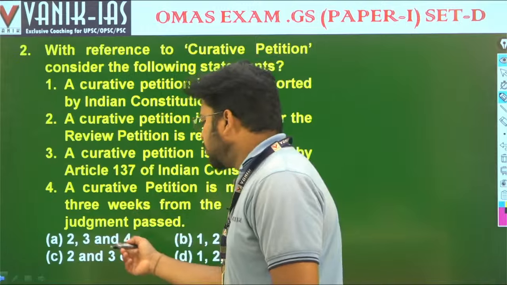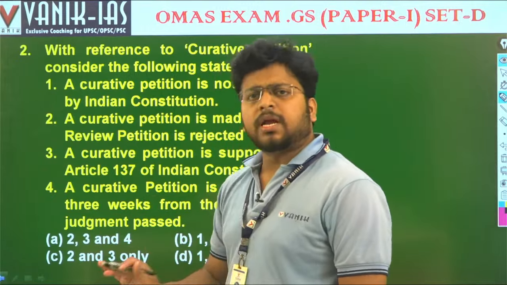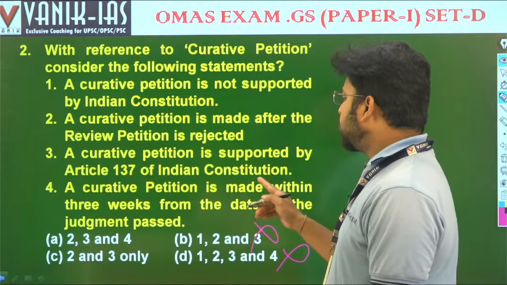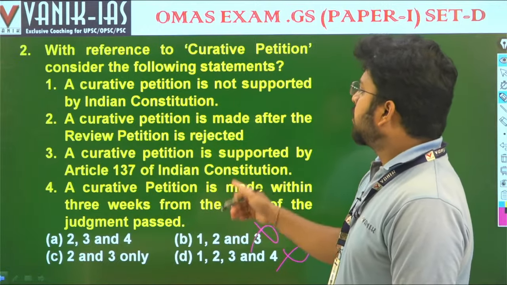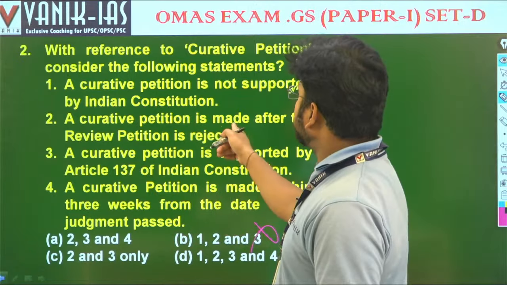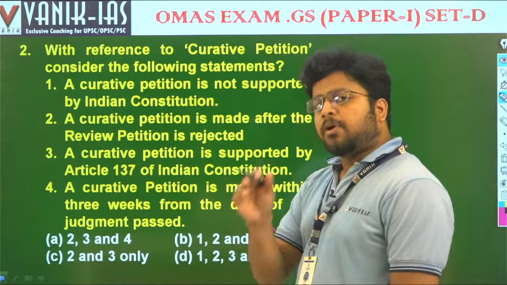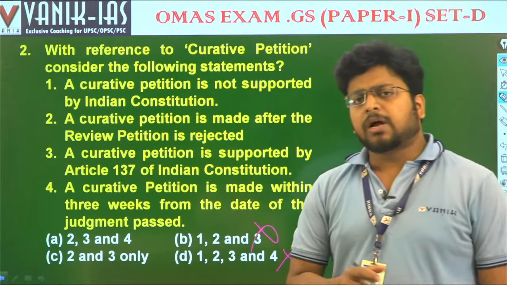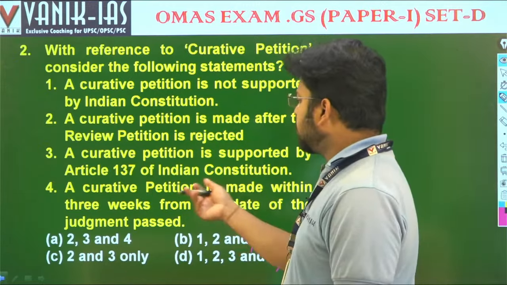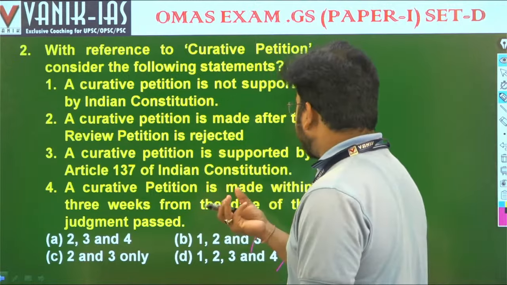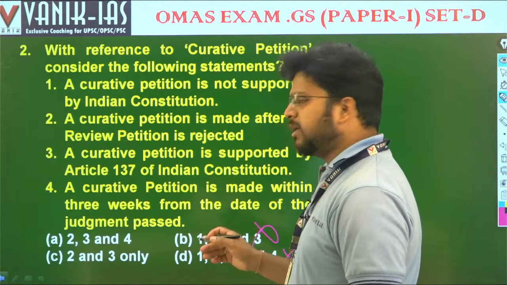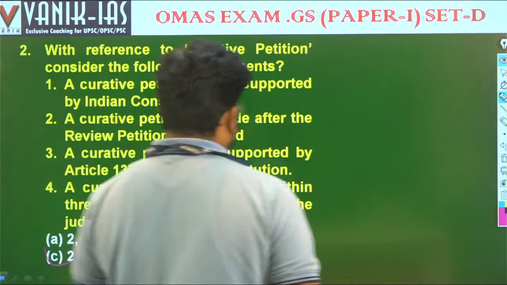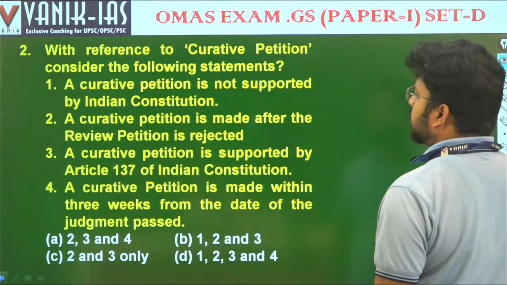Next, you have whether 2 and 3. So 2 and 3 are obviously right. We don't have to think anything because they are in A and C. Next is whether 4 is right or wrong. The curative petition is made within 3 weeks from the date of the judgment passed. As 2 and 3 are right, the curative petition is made after the review petition is rejected. That means a verdict will come, then there will be a review petition, then the review petition is rejected, and after that the curative petition will be filed. So these 3 weeks is a very small time. It cannot be possible. It is a very short period. So 4 is obviously wrong. So 2 and 3 are the right answers. So C is the right answer.